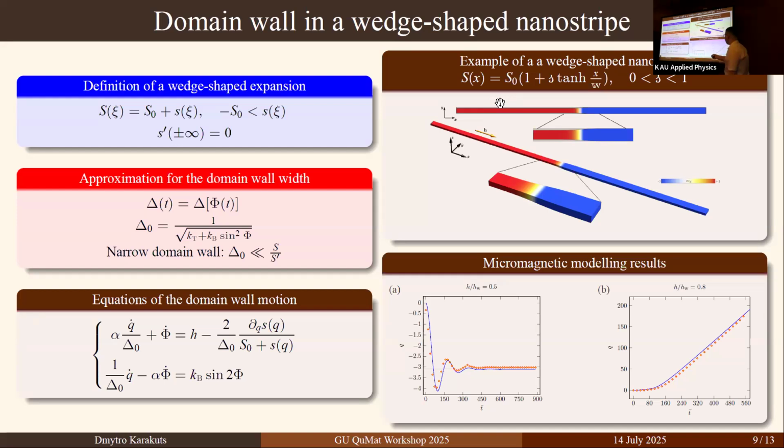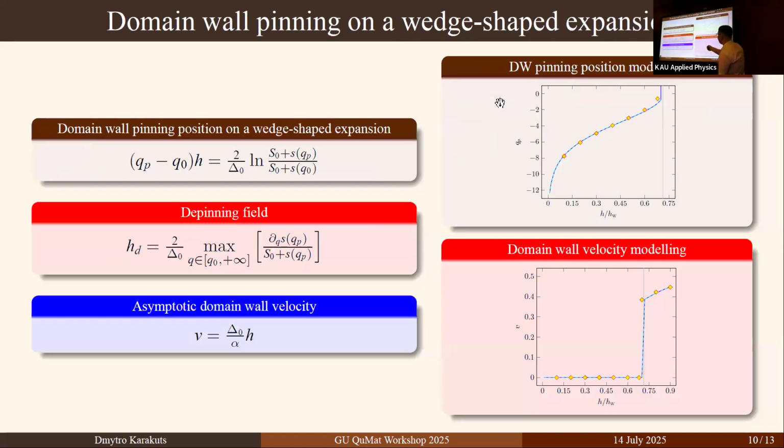Once again, we have a domain wall pinning for smaller fields on the wedge-shaped expansion, and for larger fields, the domain wall leaves the expansion and starts its rapid motion. For this case, we also derived a domain wall pinning position and a pinning field, as shown here.